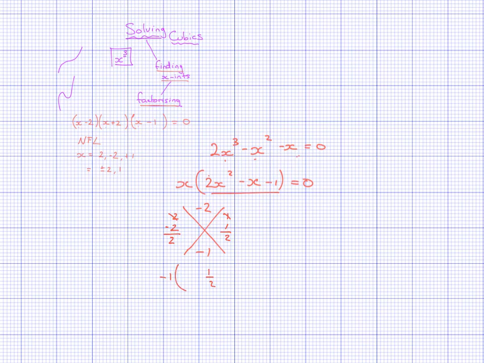So I've got brackets looking like this. I've got x - 1, x + a half, and the third one, which I already knew, was just straight x. So now my solutions are 1, minus a half, and 0. Given that that equals 0, or this equals 0, or that equals 0.